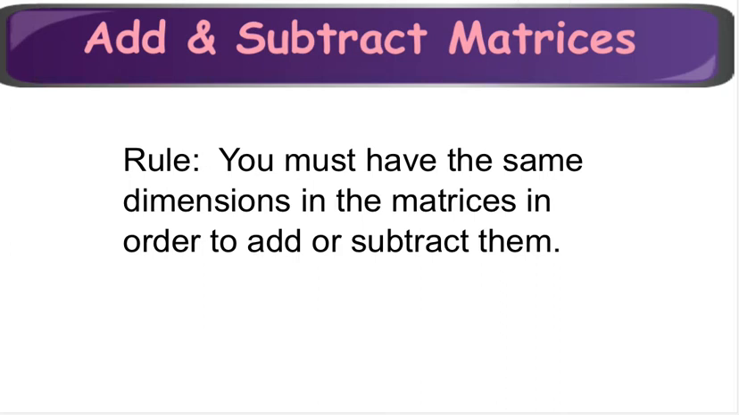This video focuses on adding and subtracting matrices. Please make sure you write down this rule right here. In order for you to add or subtract matrices, you must have the same exact dimensions in both matrices. So if you add a matrix that's 2 by 2, you better have another matrix that's also a 2 by 2 matrix. If not, it's not possible to ever add those matrices together if they are not the same order.